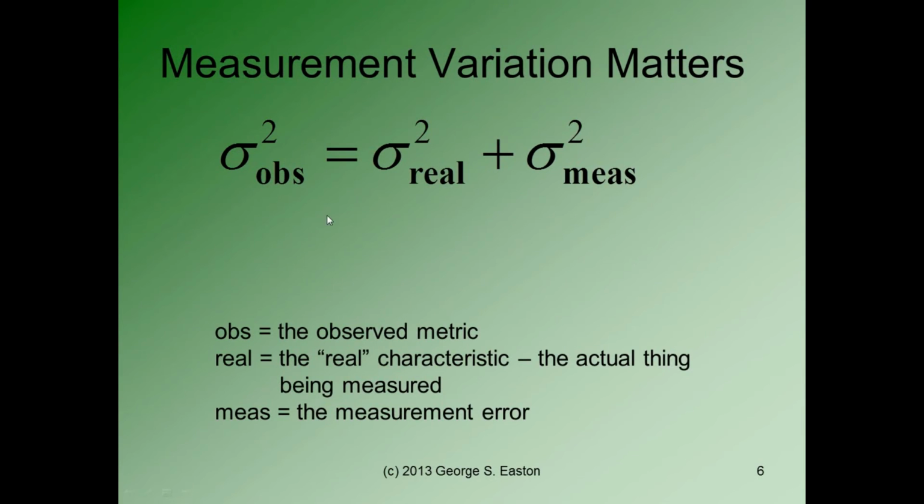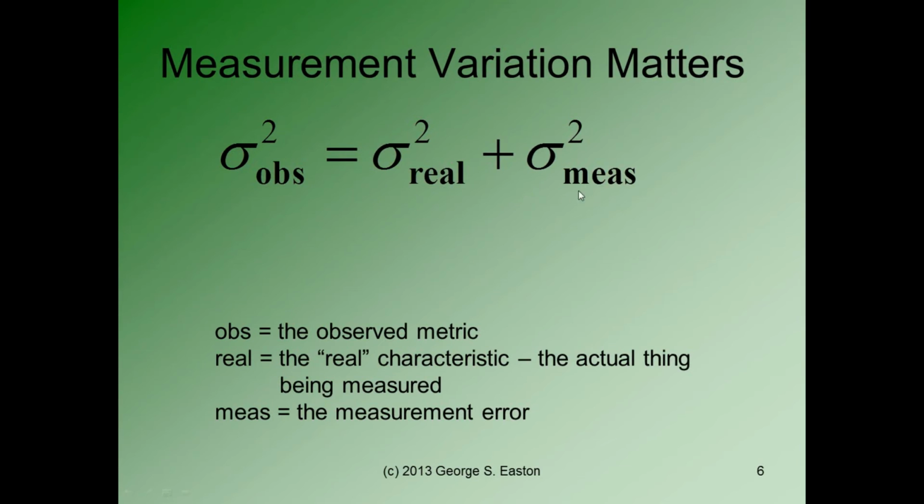This equation shows that the variance of the thing that you observe, so obs here means the observed metric, would be the variance of the data points you are, for example, plotting on a chart of individuals. That's going to be the sum of two parts. The first part is the variance of the characteristic that you're measuring. So I'm using real here to indicate the real characteristic, the real number that you wish you had. That number has a variation, and so this is going to be the variance of the characteristic.